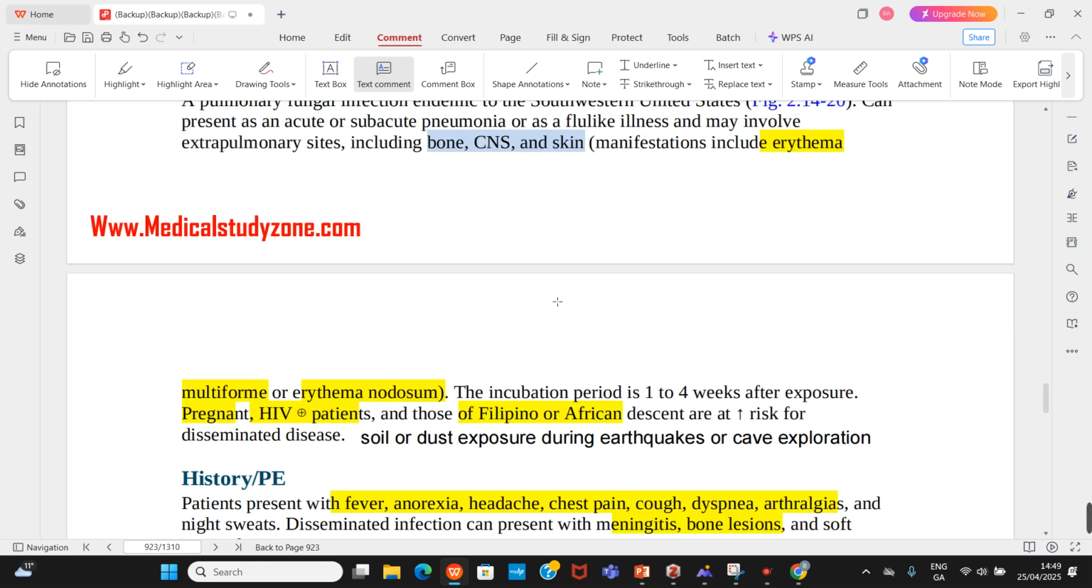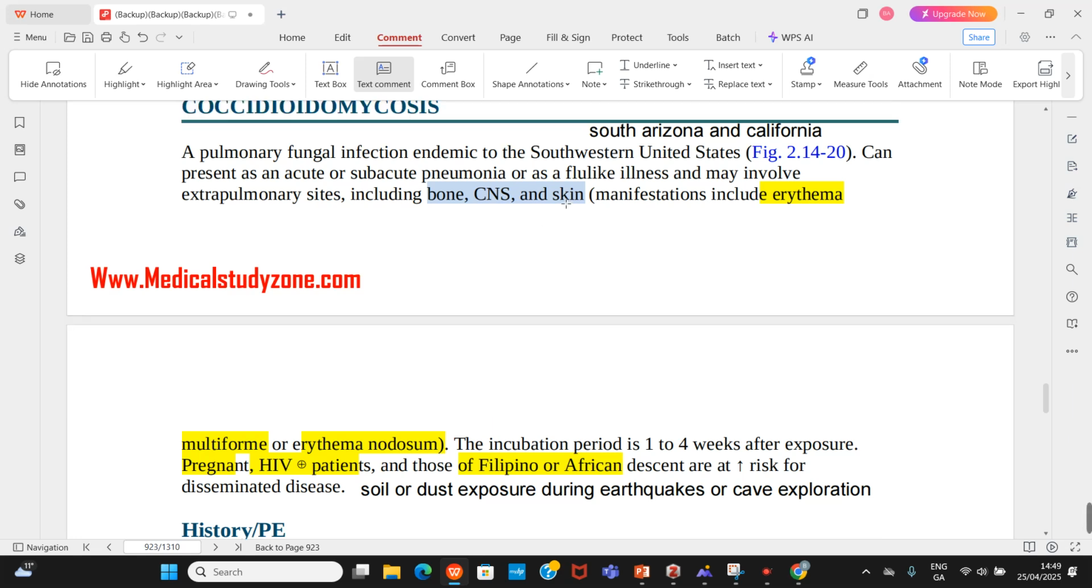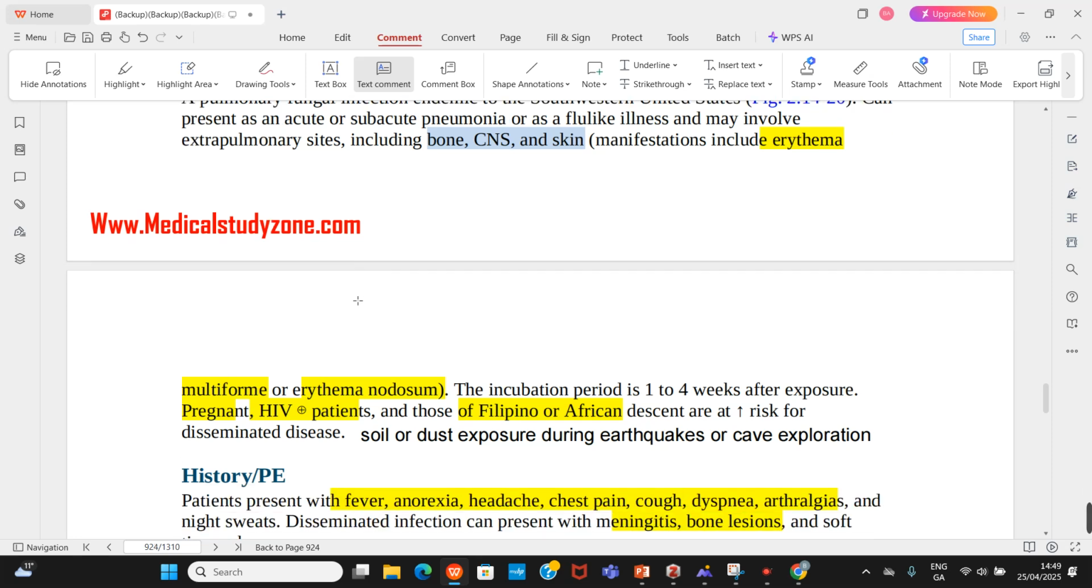Now, this can affect the bone, it can affect the joint, and when it affects the joint, they present with arthralgia. It can affect the skin, and it causes a similar lesion to what you find in histoplasmosis, which is erythema nodosum. But in addition to erythema nodosum, it can also cause erythema multiforme. We know the way all these lesions look.